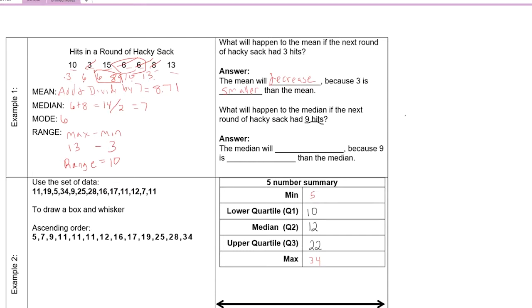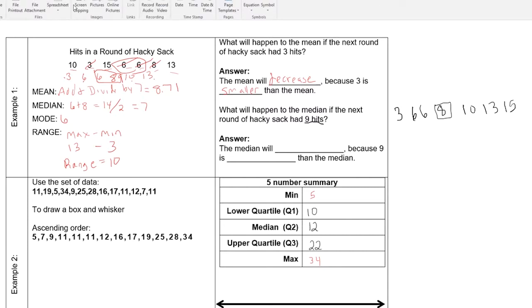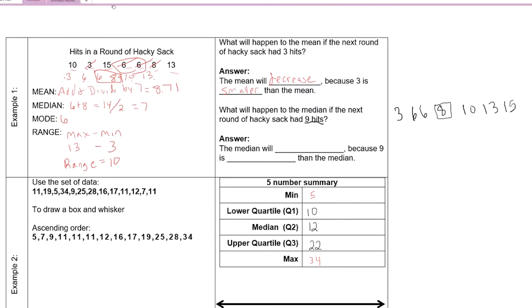What will happen to the median if the next round of hacky sack had 9 hits? Okay, so let's just do a thought. Let's write out all of these numbers: 3, 6, 6, 8, 10, 13, and 15. Right now the median is 8. But the next round is going to have 9, so that's going to be right there. So now what happens to the median? 3, 6, 6, 8 is now below, and 9, 10, 13, 15 above.